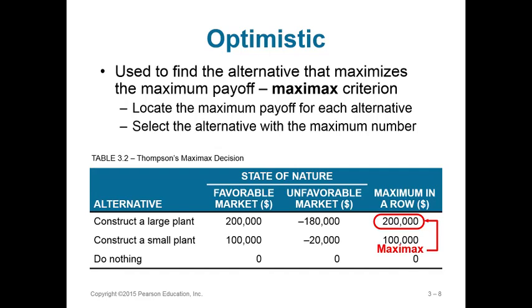Then you look at that final column where you get all the maximum profits, and you look for whatever that maximum is in that column, because that's the biggest number in that whole table. And so the maximum number in the whole table is the choice to construct a large plant because you feel very favorable about the marketplace. So if you do a maximax, you find the biggest number out there that's a positive number, and you choose to go with that. Okay?